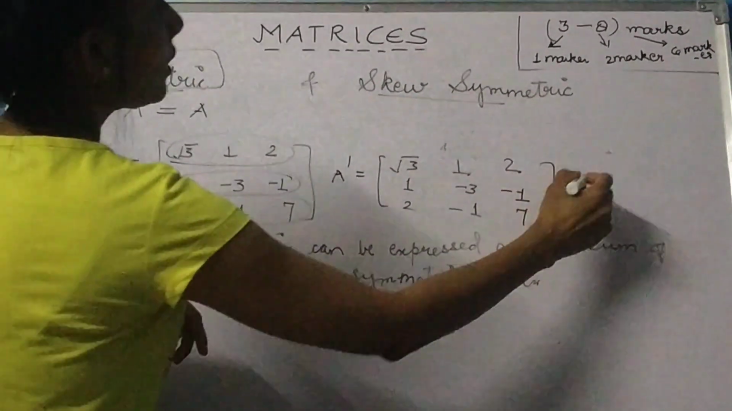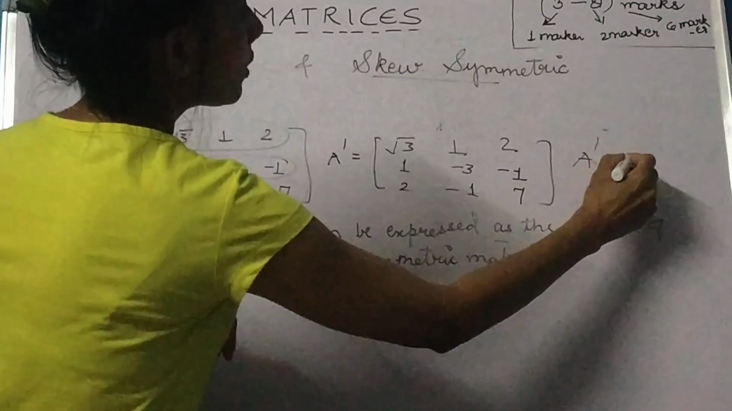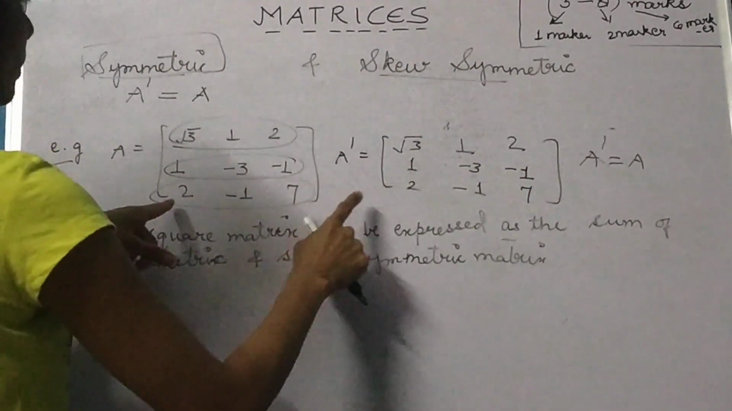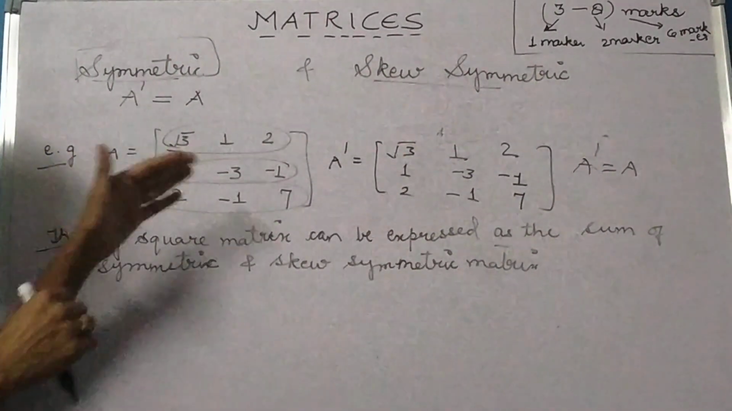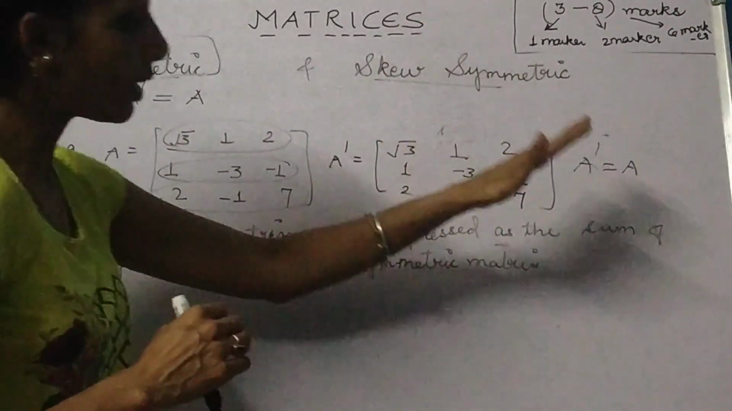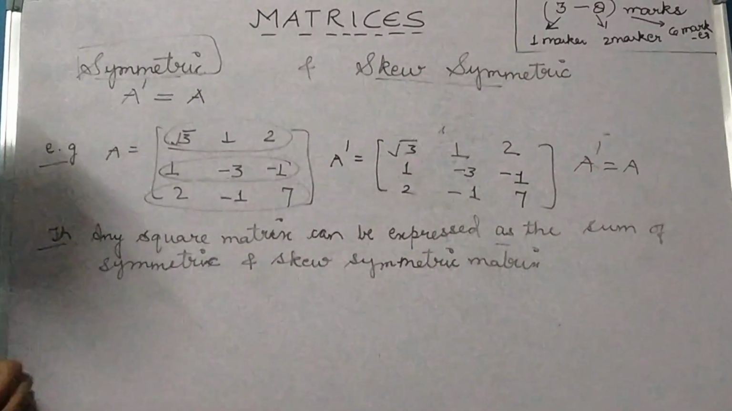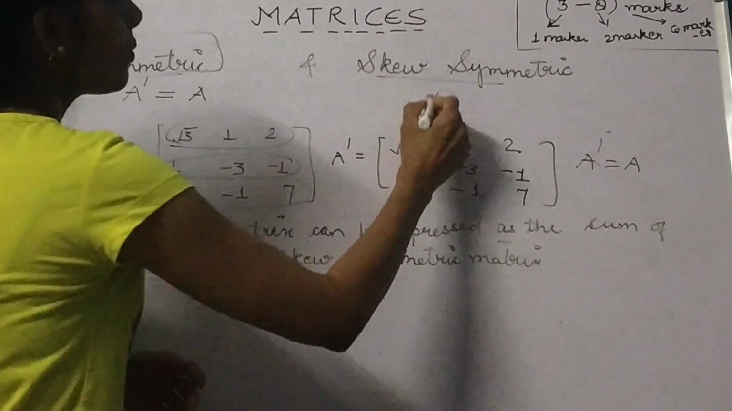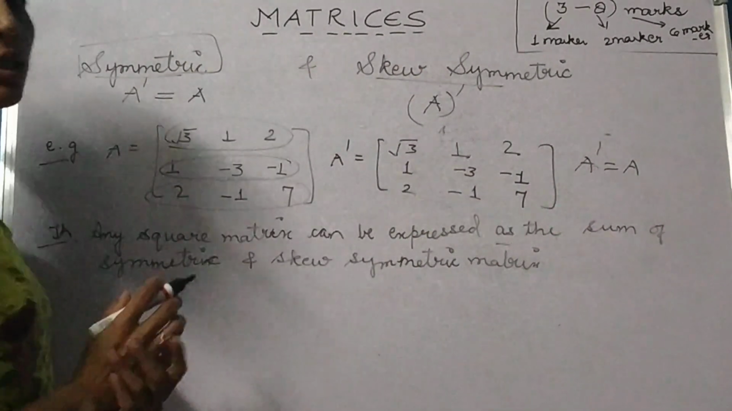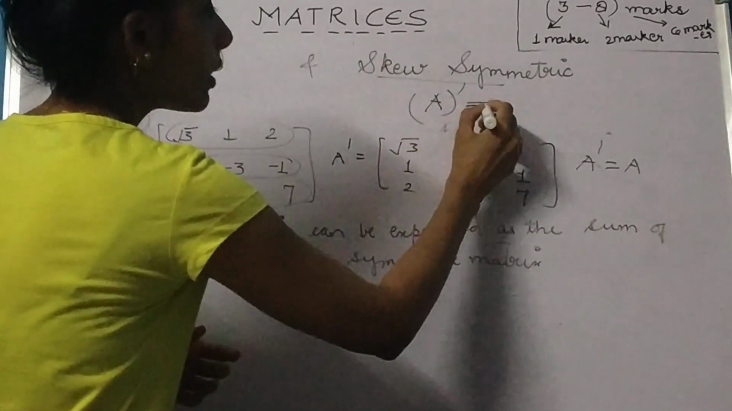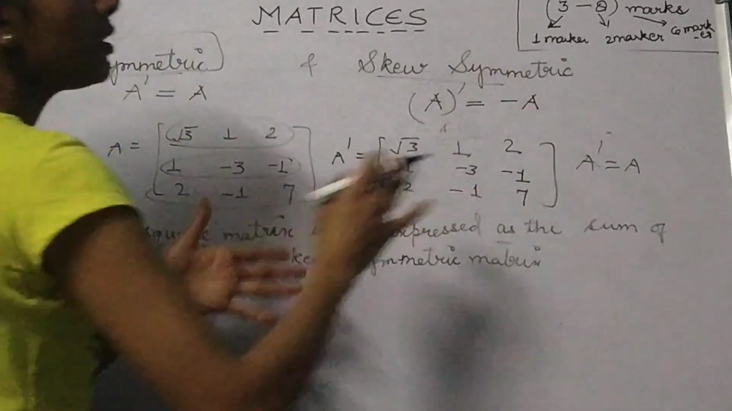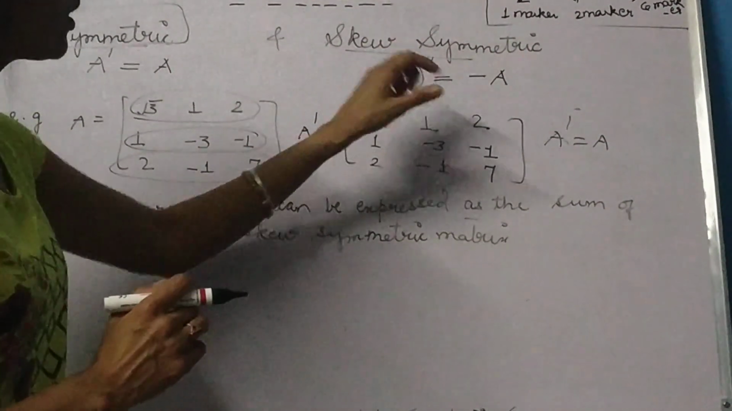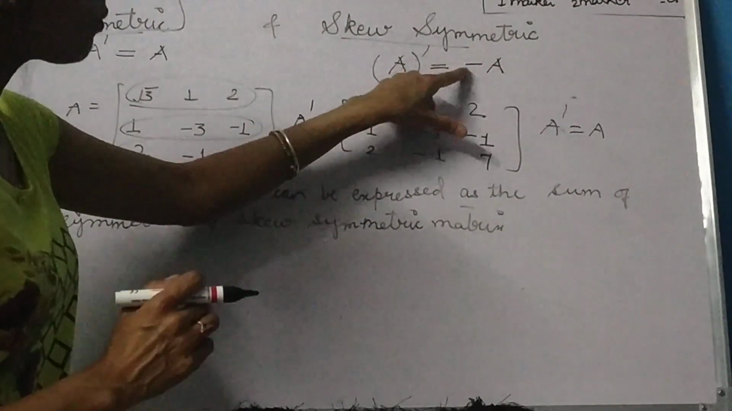Now you see here A transpose is equal to A. That means root 3, 1, 2, 1 minus 3 minus 1, 2 minus 1, 7. That means if transpose of your matrix comes out to be again that same matrix, then we say it as a symmetric matrix. What is skew symmetric matrix? If you do the transpose of matrix and if you get minus A, then it is known as skew symmetric. The only difference is of minus sign. You will get the same matrix but of negative sign.